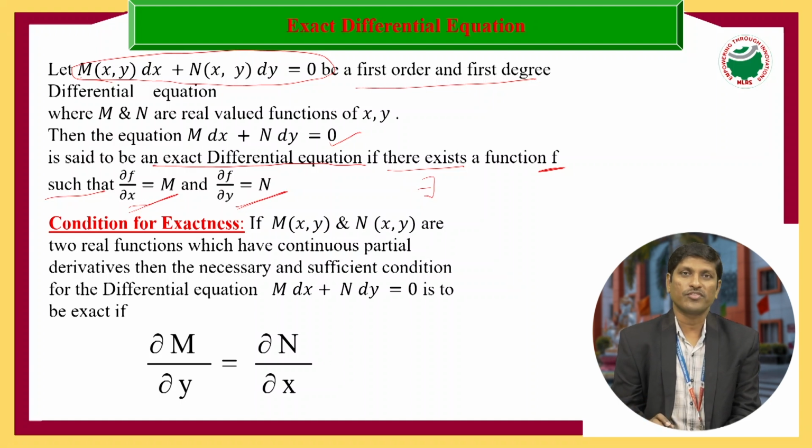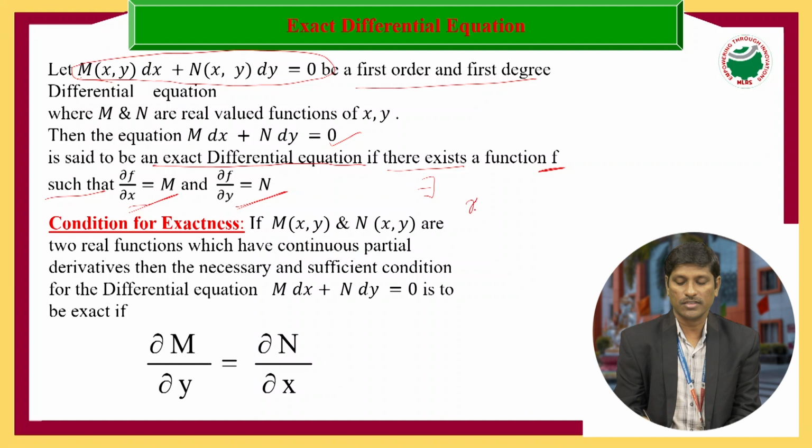So when we say that a differential equation is exact, we need to choose some function. After choosing the function, that function has to satisfy the conditions. What are those conditions? Dou f by dou x is equal to M and dou f by dou y is equal to N. If both are satisfied, then we say that it is an exact differential equation.